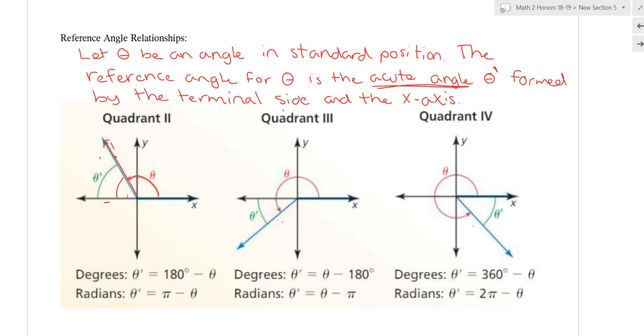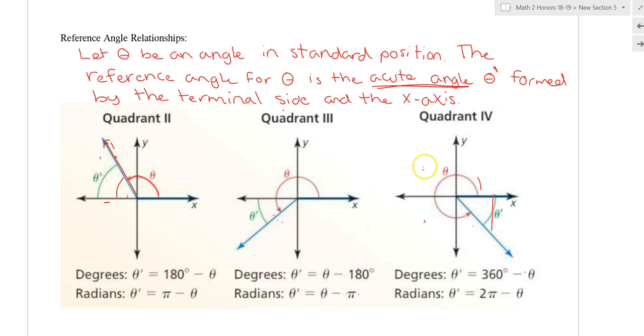I'm past 180 degrees, but still asking how far away are you from 180 degrees or from pi. Reference angles are always positive too. Quadrant 4, right? If I'm over here, now if I'm going to the x-axis, it's how far away am I from 360 degrees or how far away am I from 2 pi.